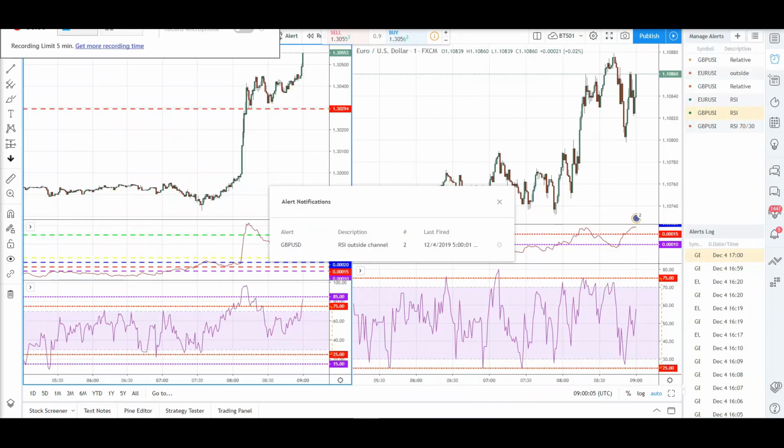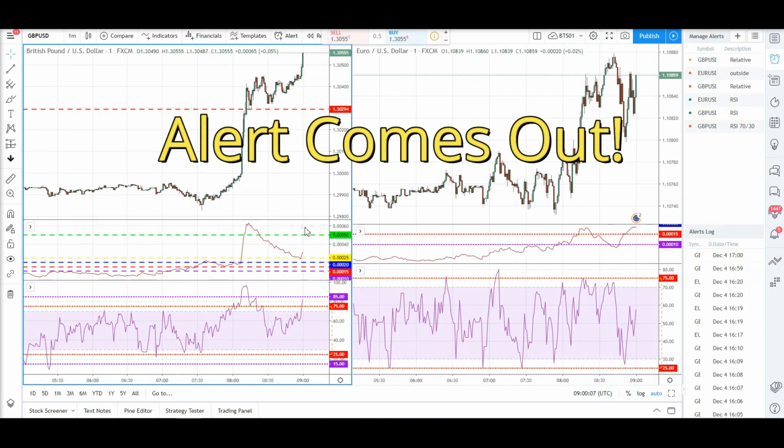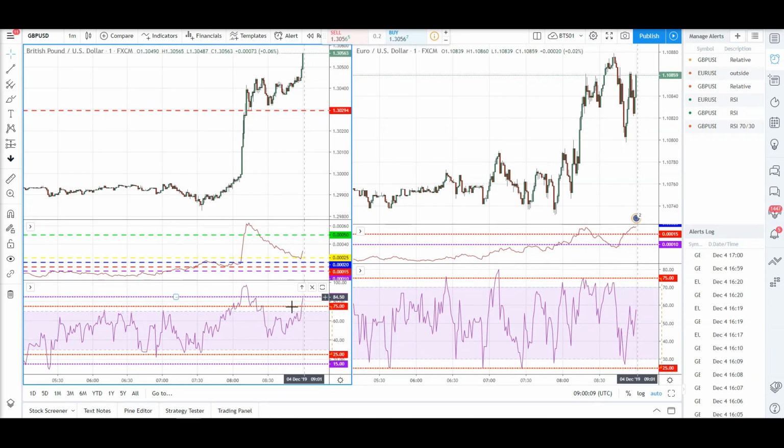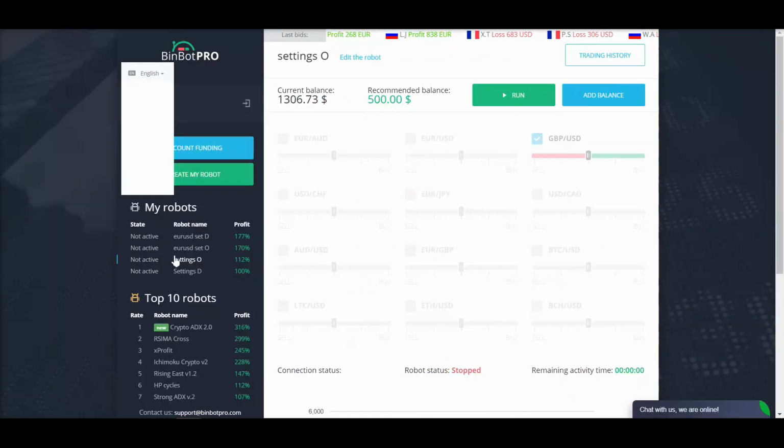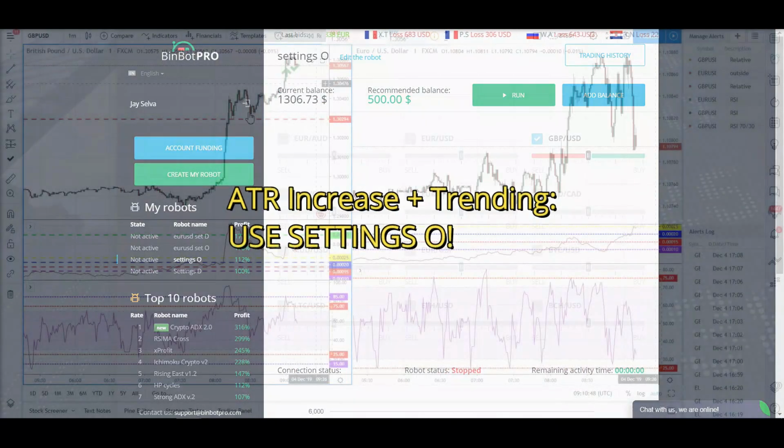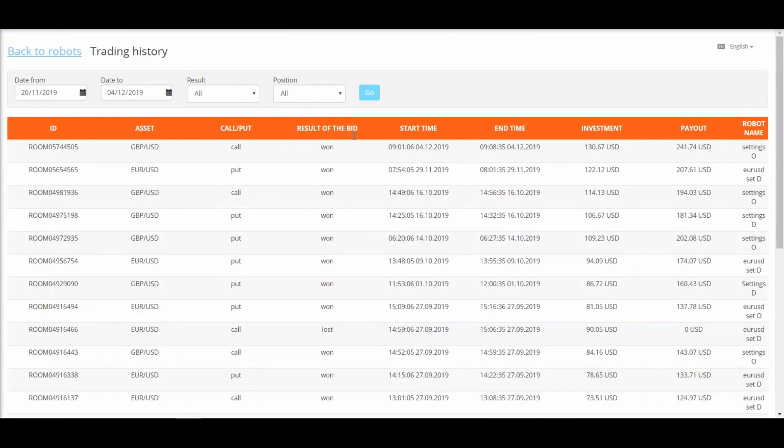Basically, I use an alert on tradingview.com to give me an alarm ring when a potentially good time to use the Binbot Pro is about to happen. And when the alarm comes out, I look at the combination of average true range and market structure to know which settings I will use within the Binbot Pro.